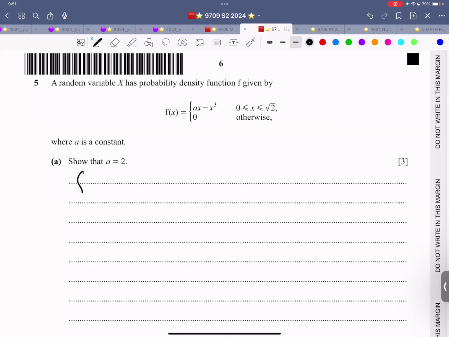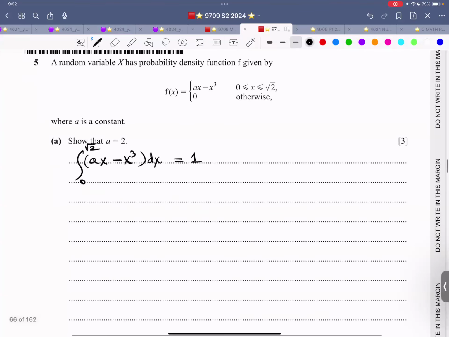So first of all, integrate the function, that is ax minus x cubed dx between the limits 0 and square root of 2, and it should equal 1. First of all, integrate each term. That is ax squared over 2 minus x power 4 over 4 between the limits 0 and root 2, and this equals 1.